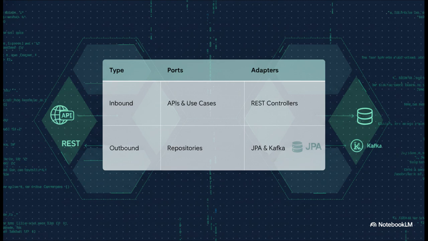An inbound port is really just an interface defining a use case, and its adapter in Spring Boot would be a REST controller hitting that endpoint. On the flip side, an outbound port is an interface defining what the application needs, like a repository contract. The Spring Boot adapter for that is the actual JPA repository or Kafka consumer that implements the contract. So basically, ports are the rules, and adapters are the tools.